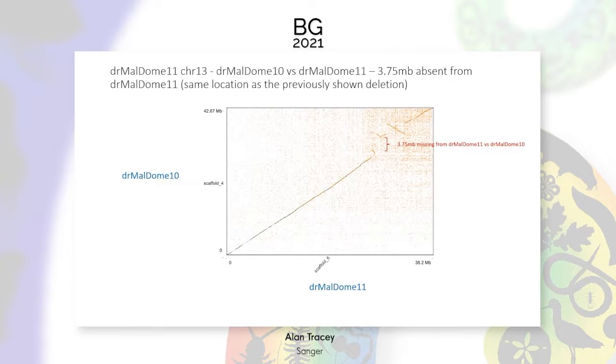Okay, so here's a comparison of chromosome 13 in drMalDom11, the one I've been showing you on the bottom, versus another Sanger assembly, drMalDom10. This time, at the same locus, there is 3.75 megabases missing from drMalDom11. So from a comparison with two different genomes, drMalDom11 is missing at least 3.75 megabases.